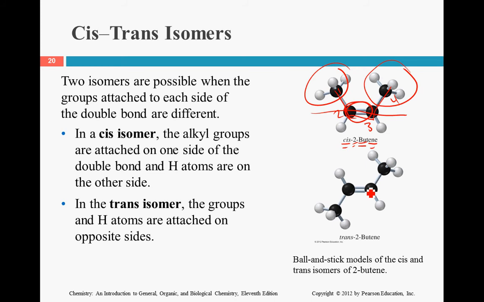Whereas here, 1, 2, 3, 4, here's our but-, double bond, E-N-E. It's on the second carbon, so 2-butene. One's going down, the other one's going up, so it's trans. They're on opposite sides.